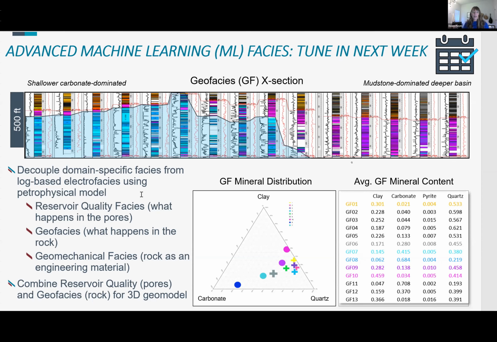So in the machine learning facies approach, we can actually decouple the domain specific facies from their log signature. So you can look separately or investigate the interactions between your reservoir quality facies, which is what happens in the pores, your geofacies, which is shown here, which is representing the rock as far as mineralogy concerns. You can see the mineralogy differences in those facies, and then also the geomechanical facies. So if you combine all three, you can put those into a 3D geo model. And again, tune in next week for more about that.